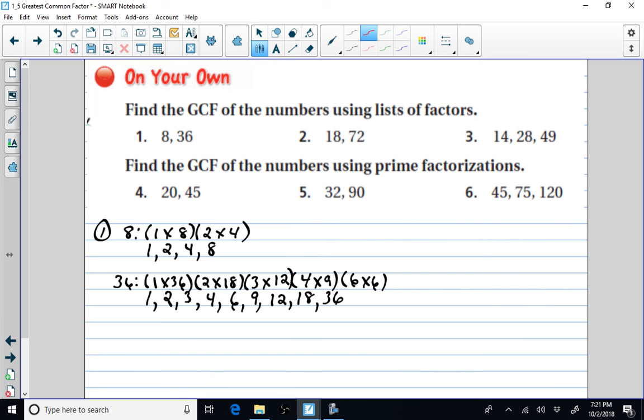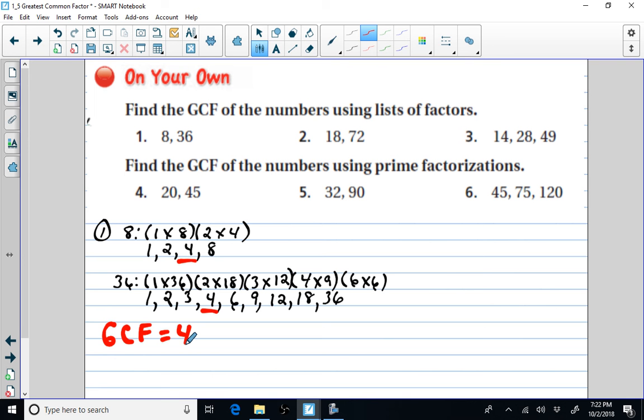The largest number that appears in both sets of numbers, right? I have a 4 here and a 4 here. So my GCF is going to be the 4. All right. And I'll just do one more, right, just so that we can see the difference here.